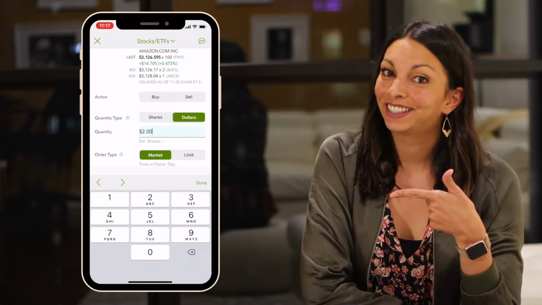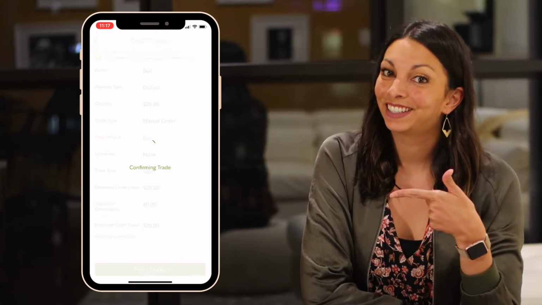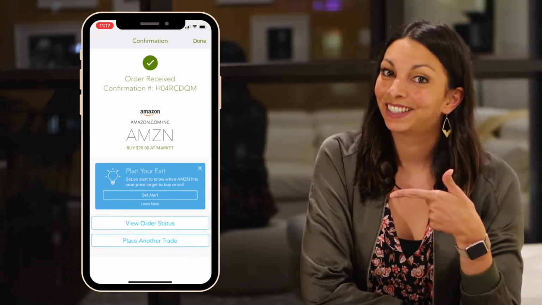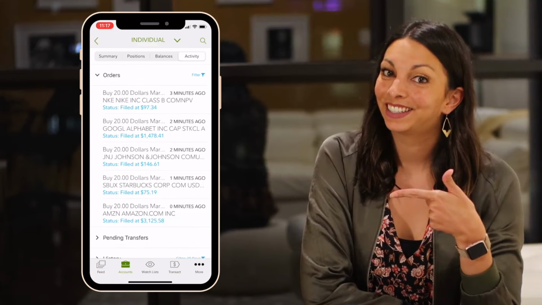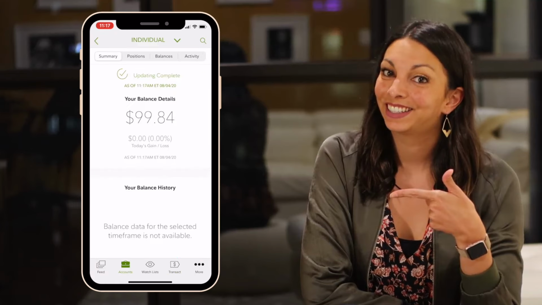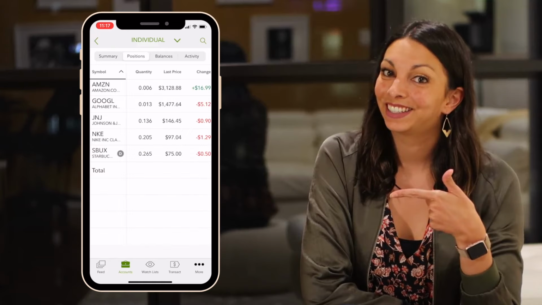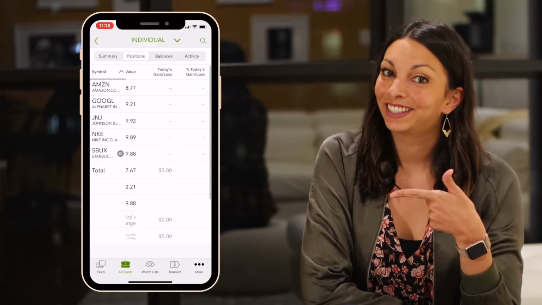Enter the dollars, 20 bucks. We're just buying an even $20 in each of these 5 stocks. Confirm the order, and now we've got our 5 stocks. You can click on the positions, see what you're invested in.